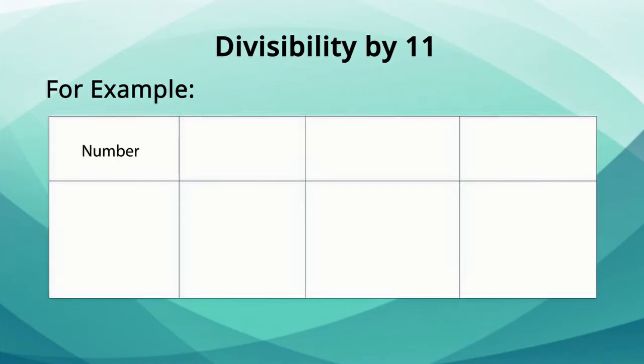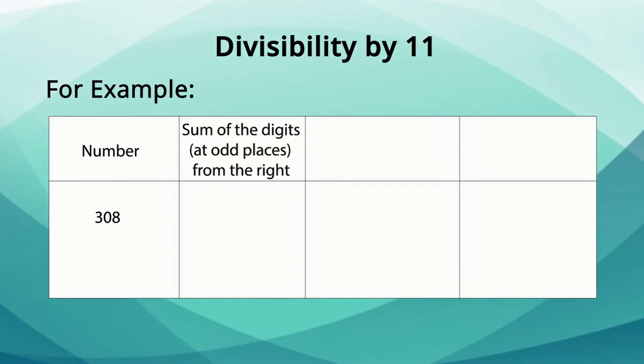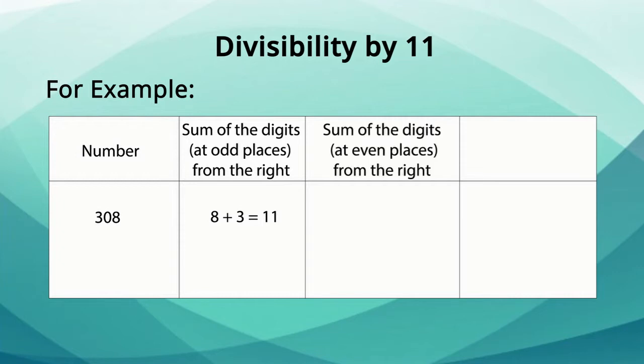The number is 308. Now we can see that the sum of the digits at odd places from the right is 8 plus 3, which is equal to 11, and the sum of digits at the even places from the right is 0. Their difference is 11 minus 0, which is equal to 11. Hence, we can say that this number is divisible by 11.